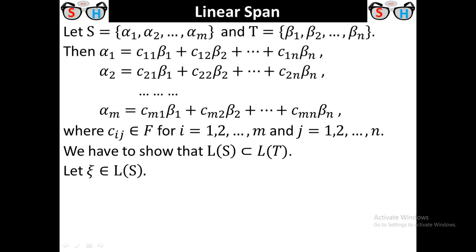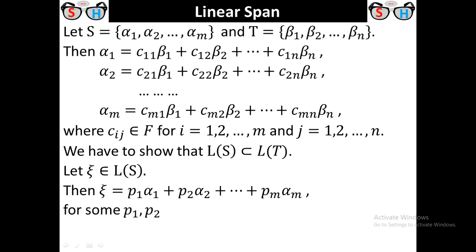Suppose xi is an element in L of S, so xi can be expressed as a linear combination of the elements of S. Suppose xi equals P1 alpha 1 plus P2 alpha 2 plus dot dot P m alpha m, where P1, P2, Pm are scalars, that is, elements in F. Now our target is to prove that xi is an element in L of T. That is, we have to prove that xi can be expressed as a linear combination of the elements of T.